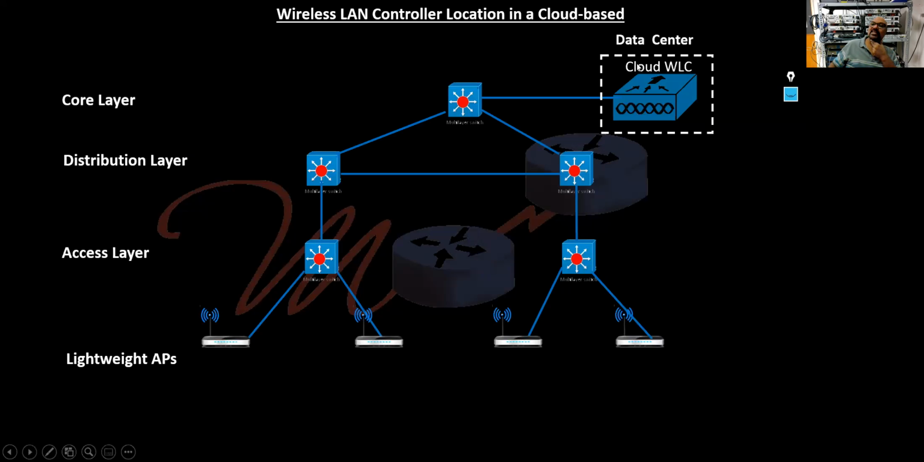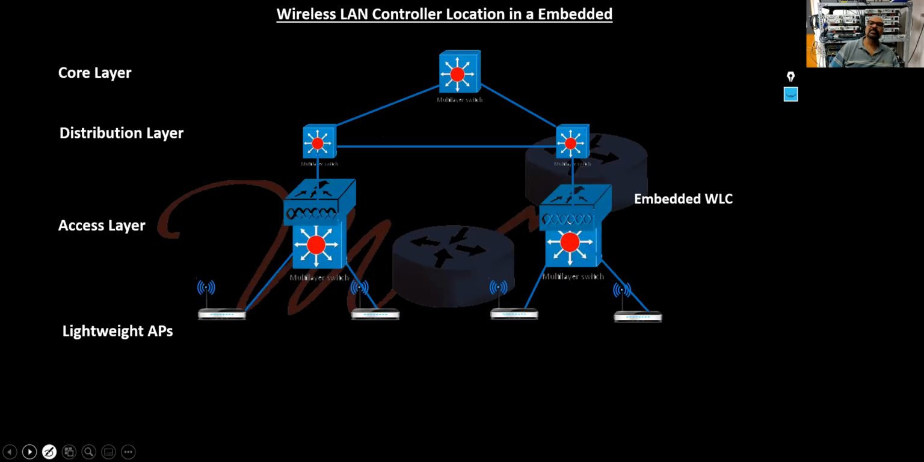Here, you see this, if it is in a cloud somewhere, the wireless access point is not in your premises, the controller in the cloud can still control it, as long as there is connectivity. You can still go and connect with that. It is cloud-based, or in a data center somewhere.